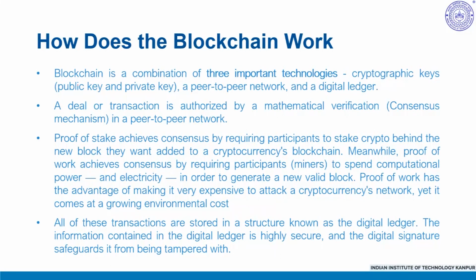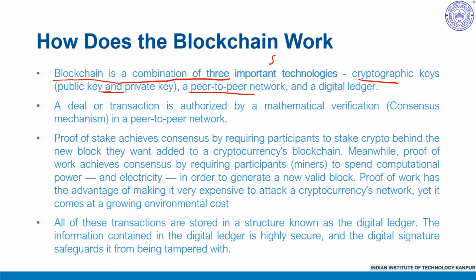To begin with, blockchain is a combination of three important technologies, namely cryptographic keys, which includes a public and private key, a peer-to-peer network, and a digital ledger. Now, these cryptographic keys are of two types, as I said, private and public. Each individual or node on the blockchain has both of these keys, and they are used to create digital signature. This digital signature is a unique and secure digital identity reference and the most important aspect of blockchain technology, which makes up for your smart wallet also.